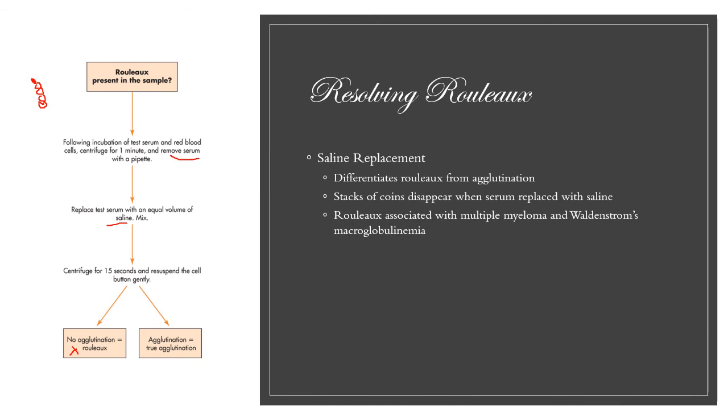So Rouleau. Rouleau is stacks of coins. When you see your cells under the microscope, they will be stacked like this, and they call that a stacks of coins appearance. If Rouleau is present, we incubate the test serum and red blood cells, centrifuge for a minute, remove the serum, and mix the serum with an equal volume of saline. However much serum we took off, we replace it with saline. Centrifuge it, spin it down. If you have no agglutination, that means the problem is due to Rouleau. If you have agglutination, it's real agglutination and you can trust the reaction. This is called saline replacement. Your stacks of coins disappear when replaced with saline. Rouleau is associated with multiple myeloma and Waldenstrom's macroglobulinemia. That will come up again in hematology and in serology.